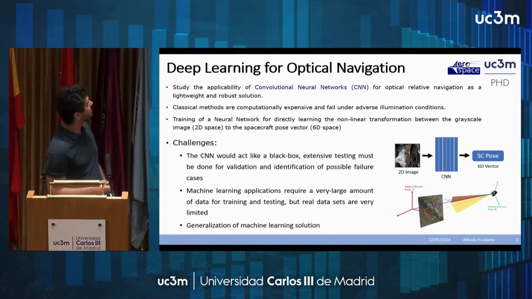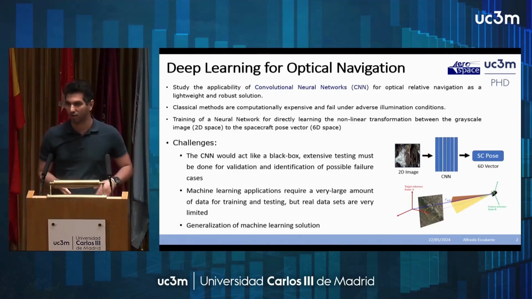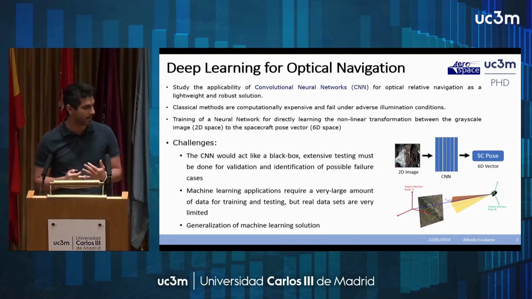Of course, there are some challenges that we need to address. First, the CNN acts like a black box. We have some techniques with which we can analyze a bit what's happening inside, but still we need to perform extensive testing to identify possible failure cases and scenarios. Second, as it's very well known, machine learning algorithms require a lot of data. For some missions, we have actual data for some targets, but still we don't have all the data we would need for a full general solution. And this is related with the last point, which is that we want the neural network that we train to work under all possibilities of illumination conditions, orbital ranges, mission classes, and so on.